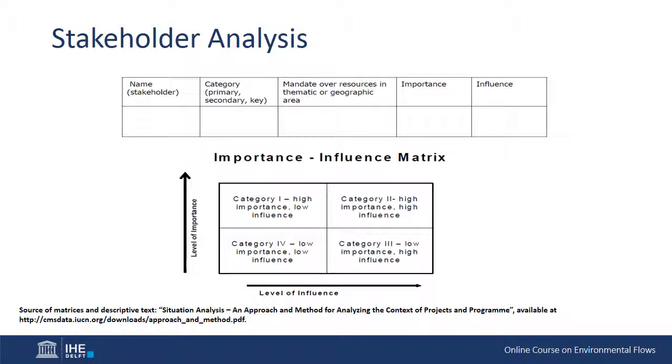Stakeholder analysis. Simply identifying different stakeholders and stakeholder groups is not adequate within a situation analysis. Additional analysis of stakeholders may include assessment of their interests, their influence, and their importance. This information can be collected in a stakeholder matrix, as is shown in the figure, and used to classify stakeholders in what is called an importance influence matrix.